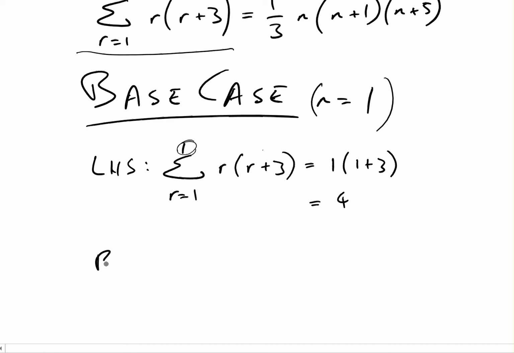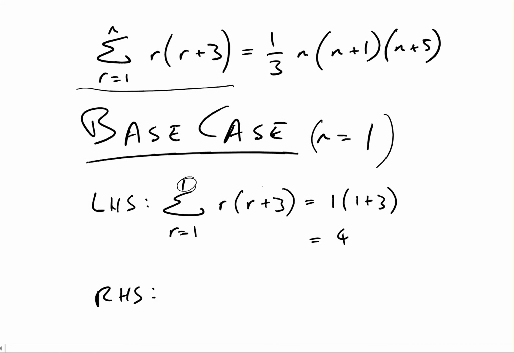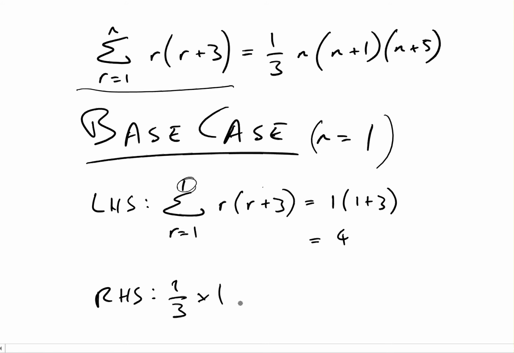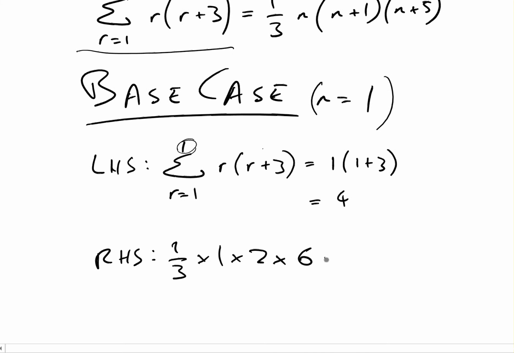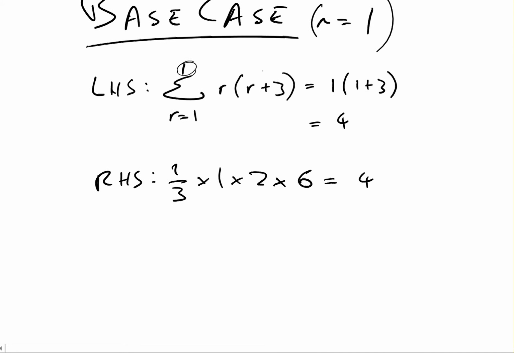Now let's look at the right-hand side. So again, we've got a third times n, which is 1, times (1 plus 1), well, that's 2, times (1 plus 5), well, that's 6. Okay, so there we've got a third times 1, that's 1, times 2, that's 2/3, times 6, that's 4. So we've now got that the left-hand side is equal to 4, but the right-hand side is also equal to 4. So we've got what we want. We've shown the left-hand side is equal to the right-hand side.